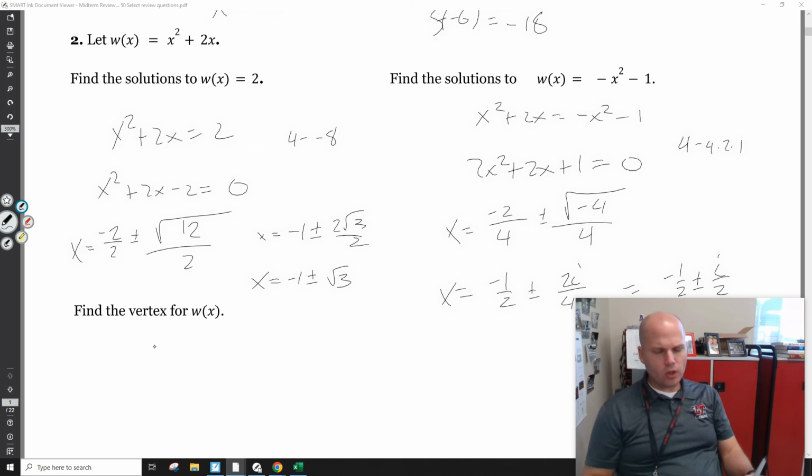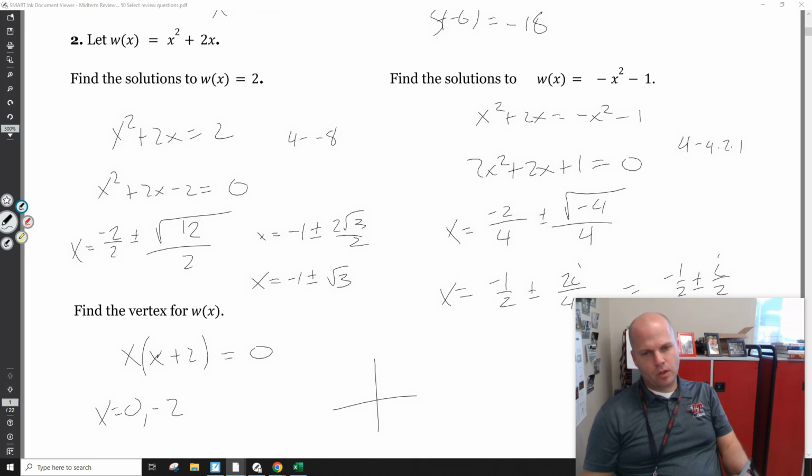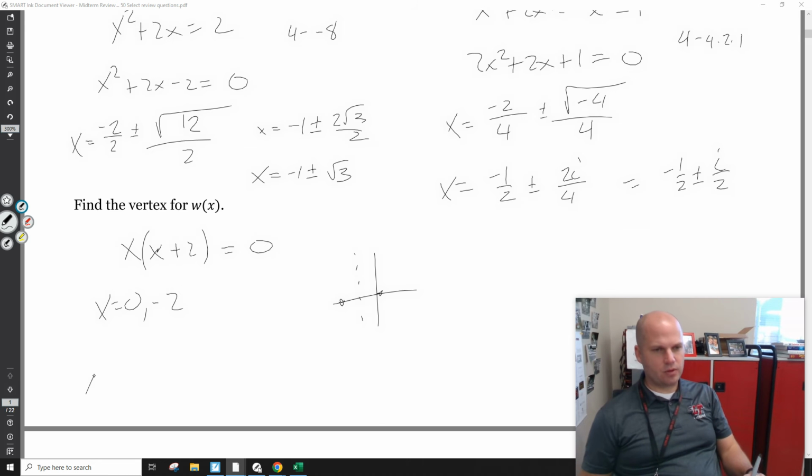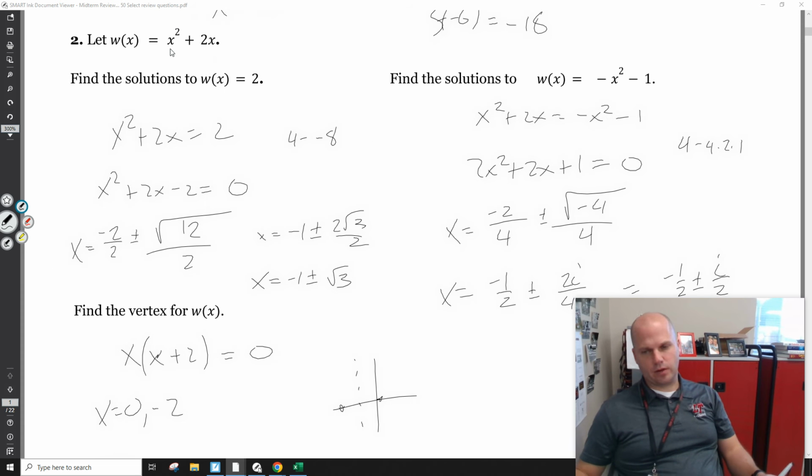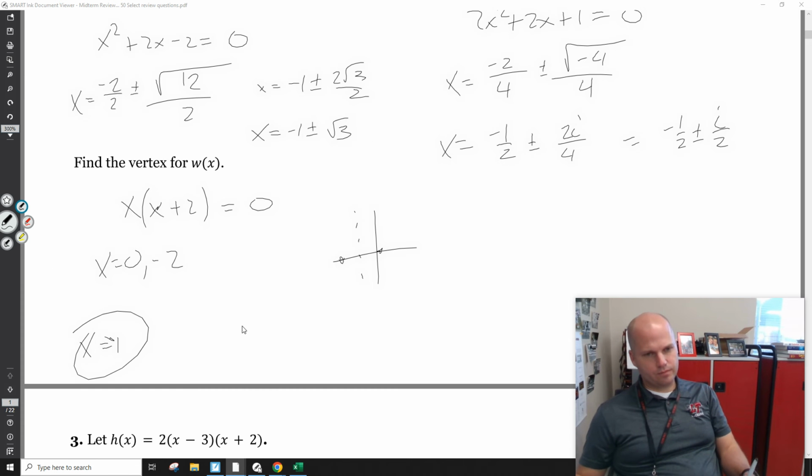Vertex of W. I know W can be factored as x times x plus 2, which means I have zeros at 0 and negative 2. Since quadratics are symmetrical, you know the vertex is smack dab in between. X equals negative 1 is the x location of the vertex. The y location would be negative 1 squared, minus 2 times negative 1, negative 1.